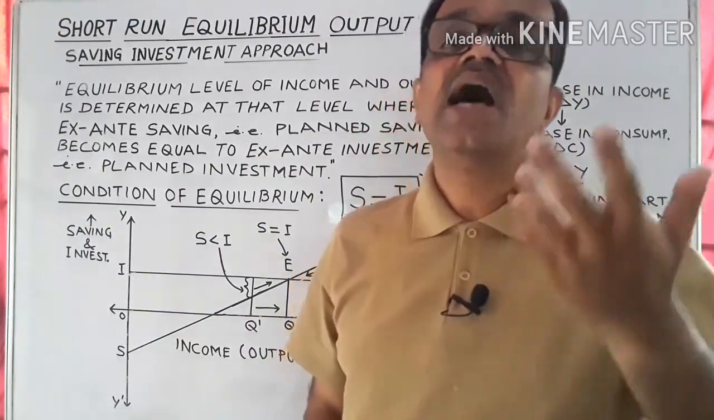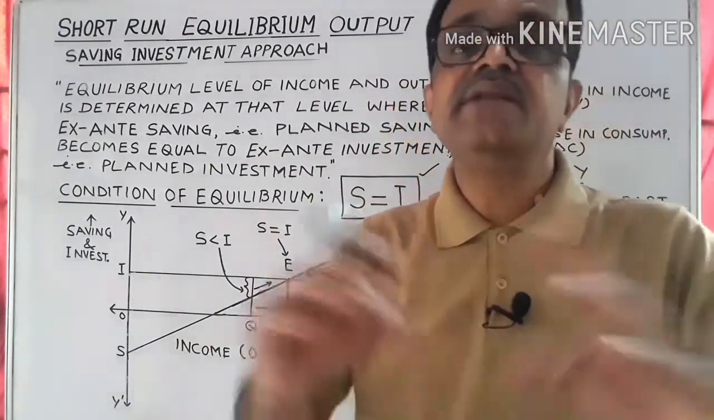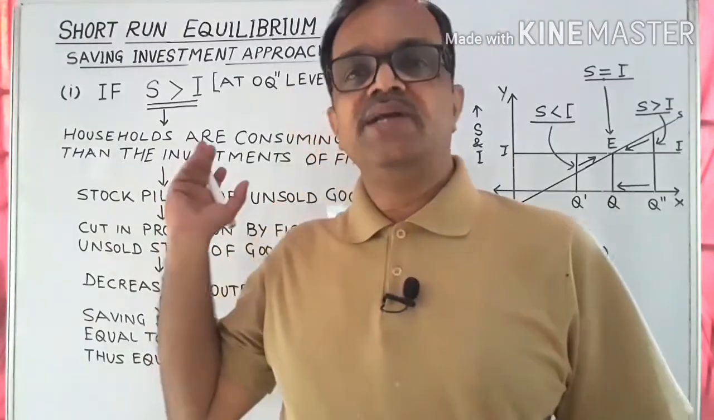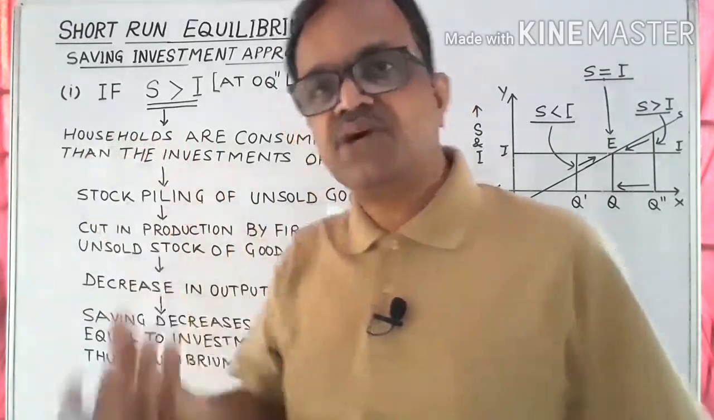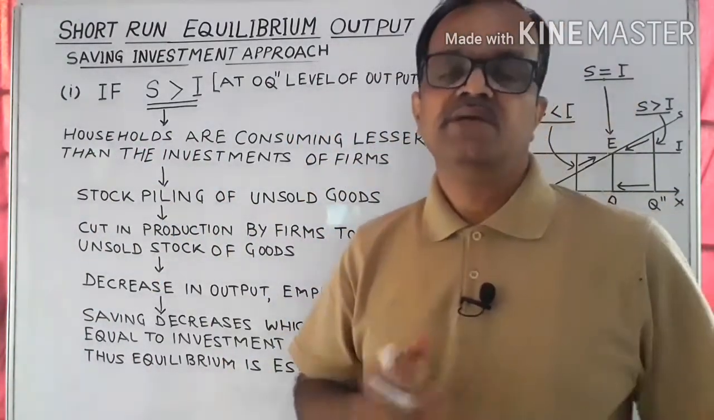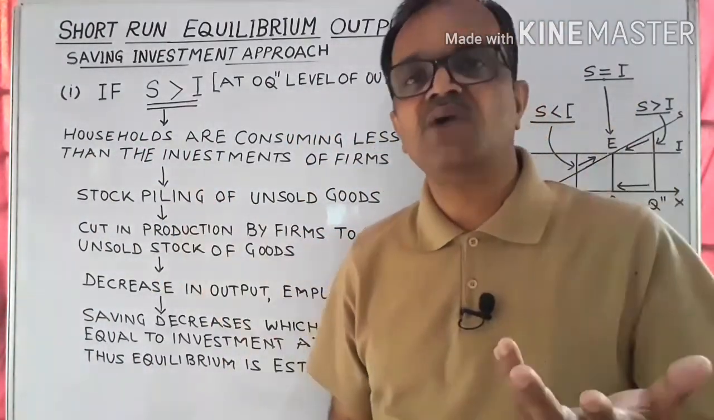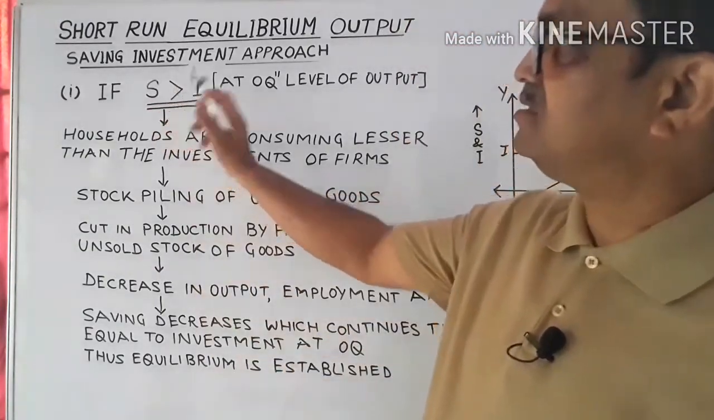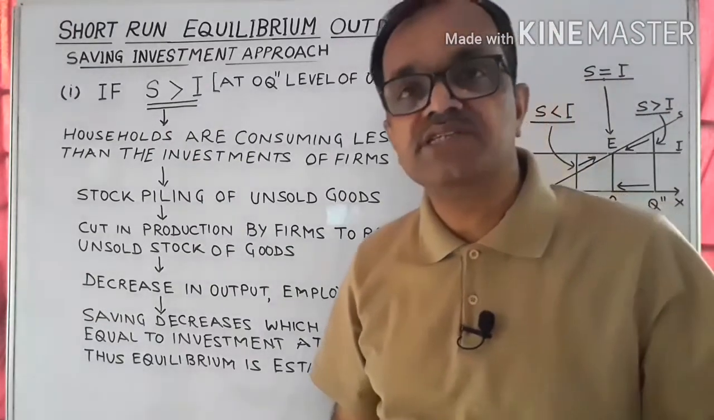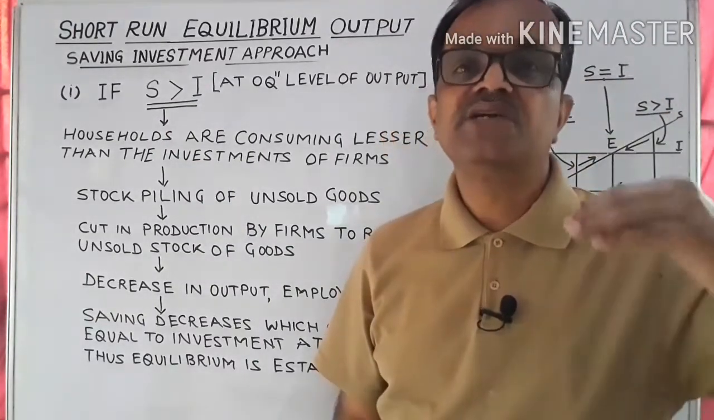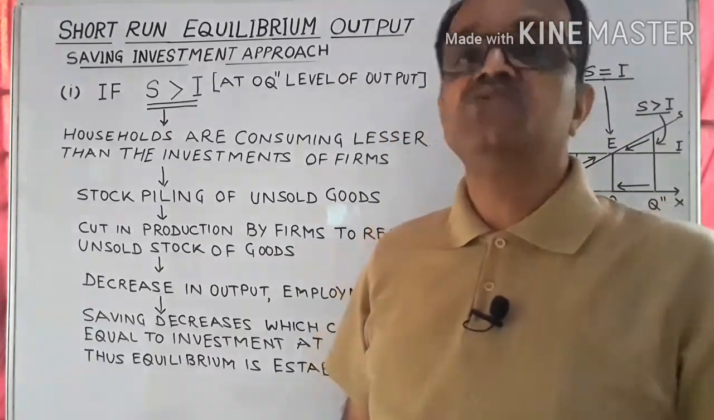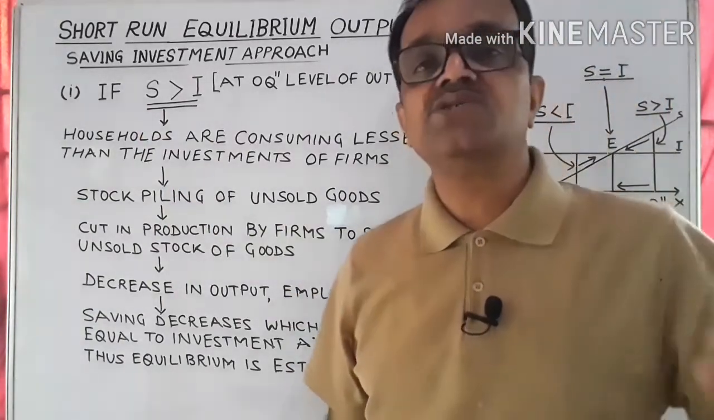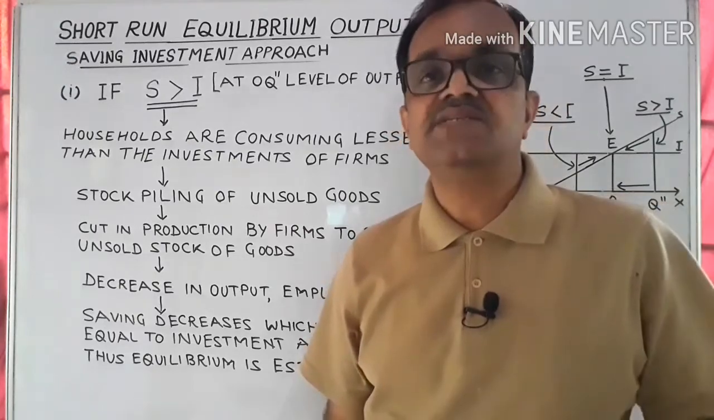How is this happening in the economy in case of disequilibrium? Let's have a look at the board. Now let's have a look at the first case of disequilibrium between savings and the amount of investment made by the firms. If saving is more than the amount of investments made by the firms, it means whatever households plan to save is more than what the producers or firms plan to invest in the economy.